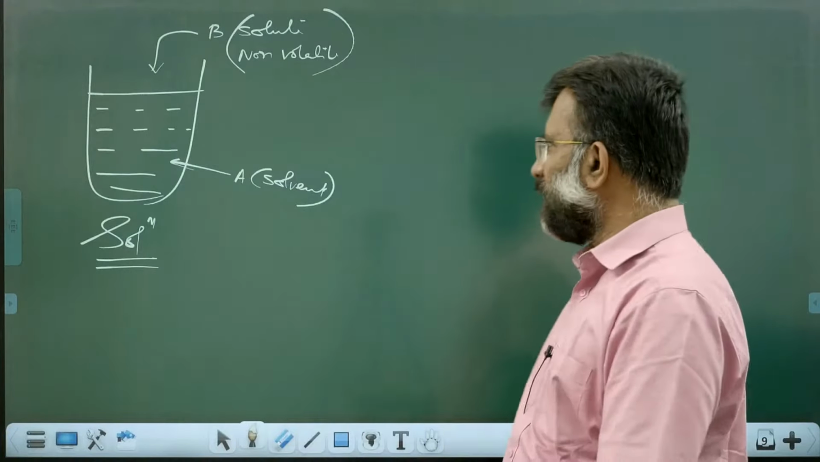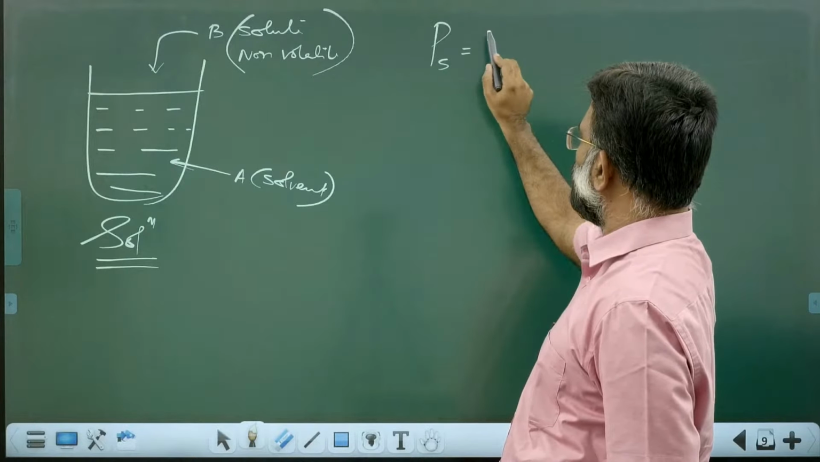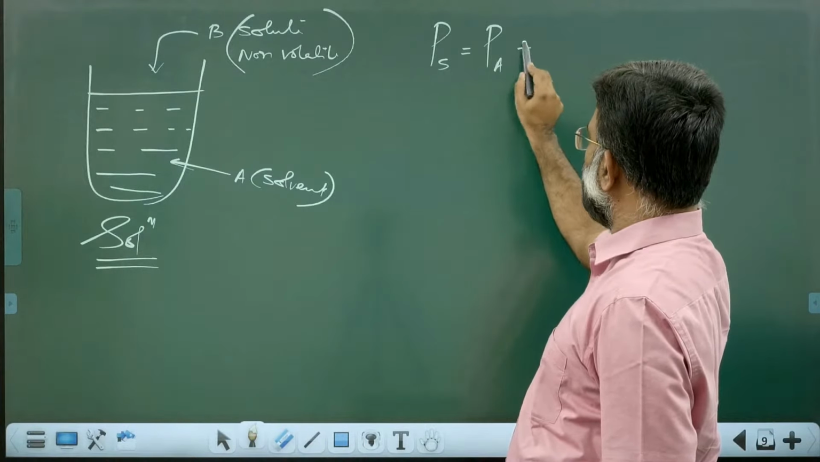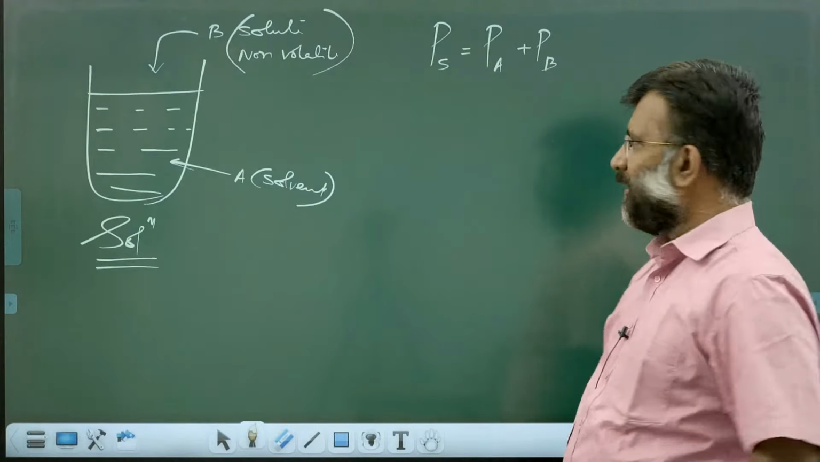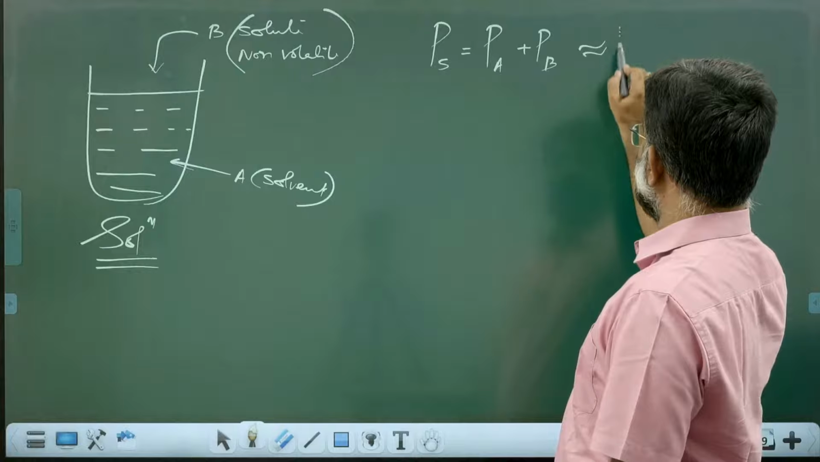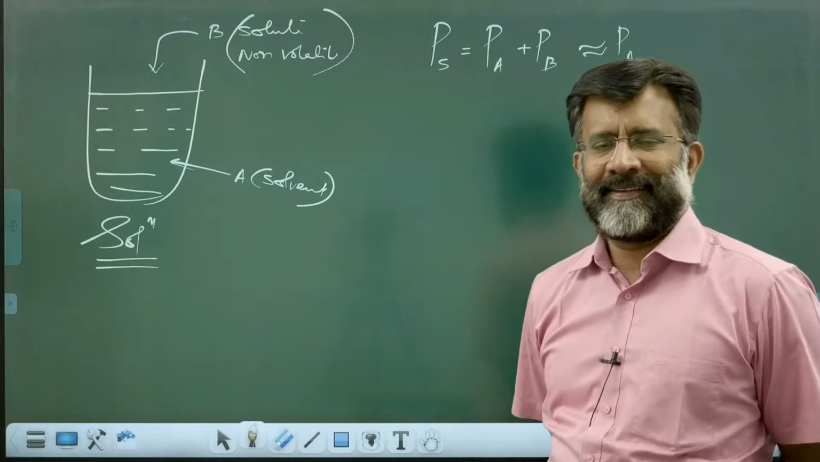Let's understand. The total pressure of the solution, P solution, is equal to PA plus PB, isn't it? Okay. Now, that becomes approximately equal to PA. Why?